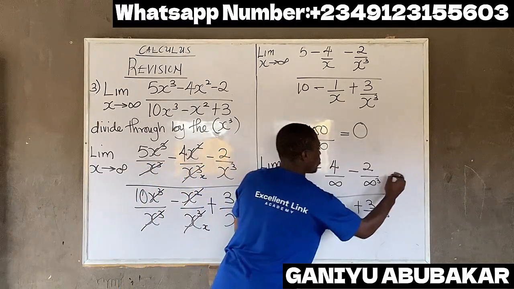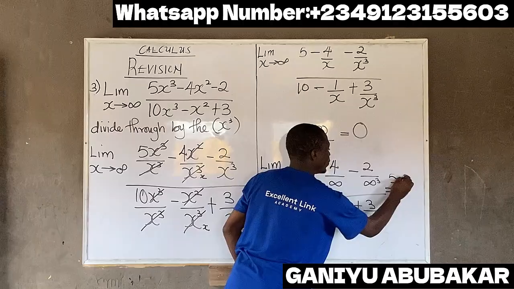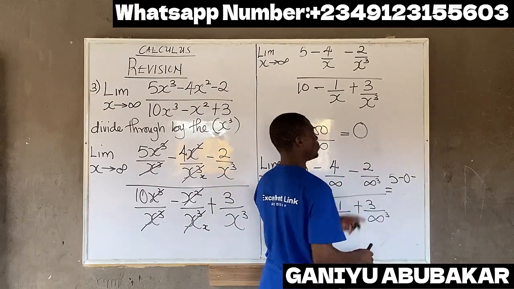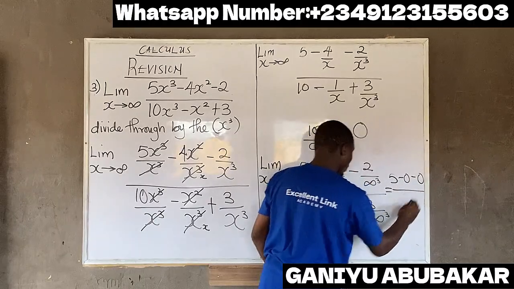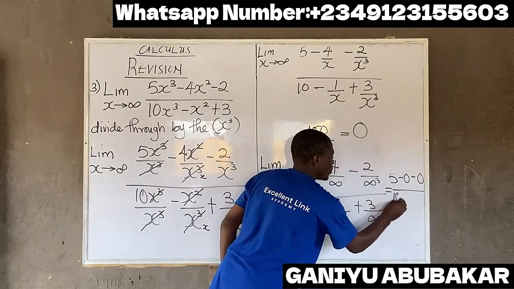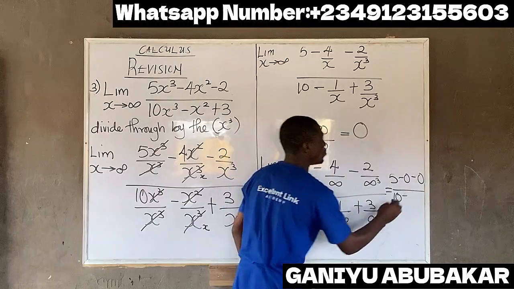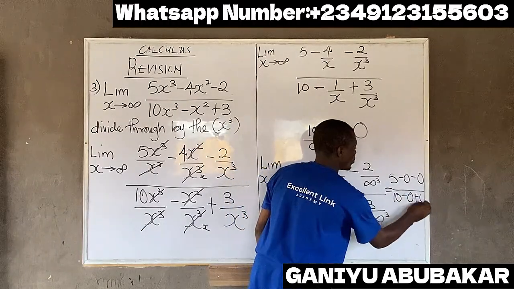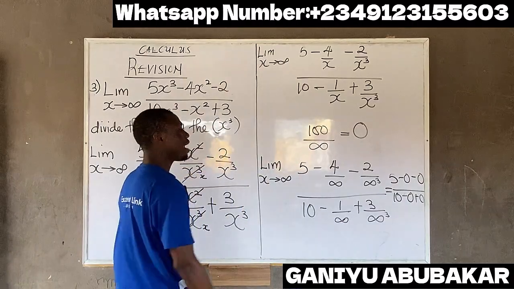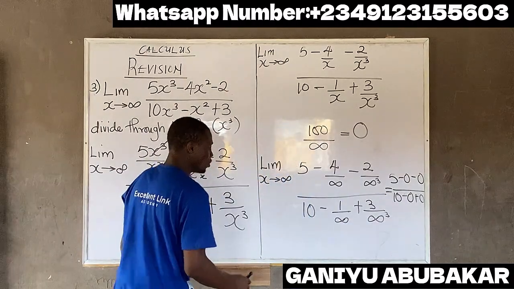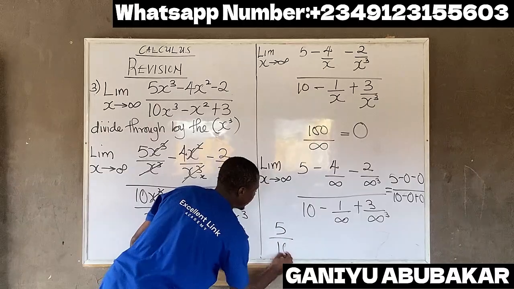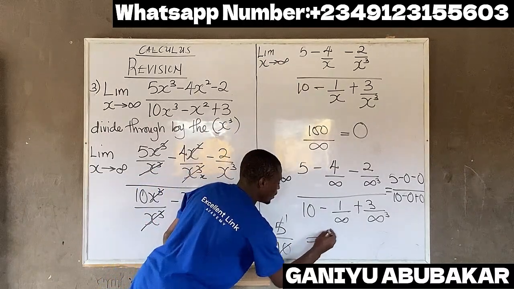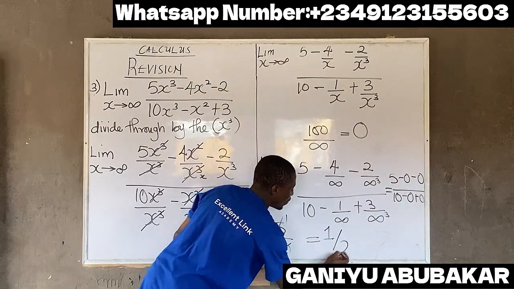I'll have 5, observe please, 5 minus 4 over infinity gives you 0, minus 2 over infinity cubed gives you 0, all over 10 minus 1 over infinity gives you 0, plus 3 over infinity cubed gives you 0. What I have left, obviously, is just 5 over 10. 5 here is 1, 5 here is 2. My final answer here becomes 1 over 2.